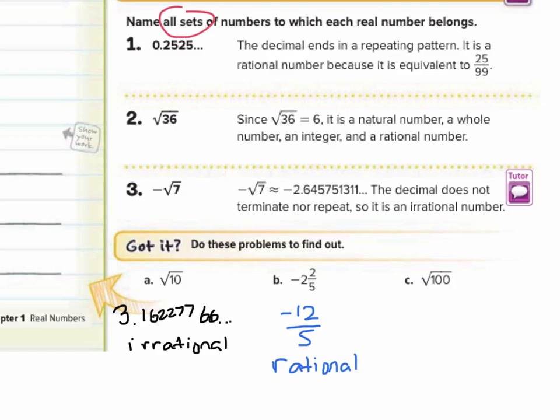Now the square root of 10 is, well, let me try that again. The square root of 100, if I get ahead of myself here, is equal to 10. There we go. And now 10 is a natural number. It is a whole number. It is an integer. And lastly, it is a rational number.